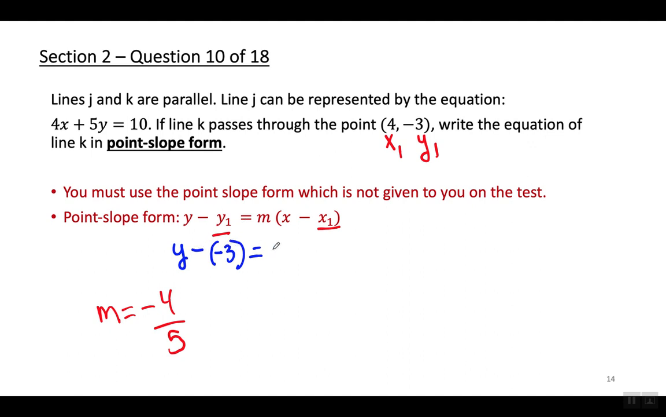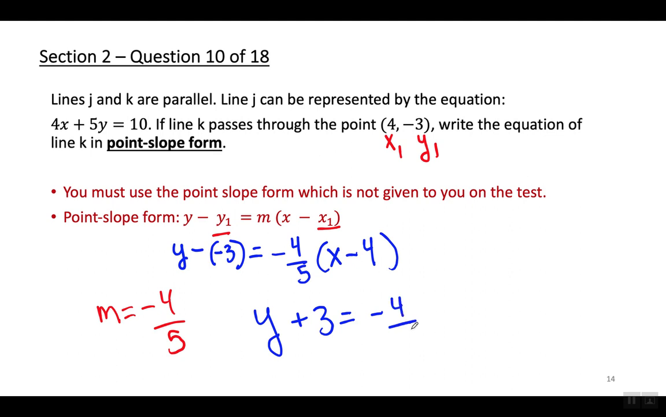All right, for the slope I'm going to put negative 4 over 5, parentheses x minus x1, which is 4. So I'm almost done. I just need to simplify the two negatives. So my final answer is y plus 3 equals negative 4 over 5, parentheses x minus 4.